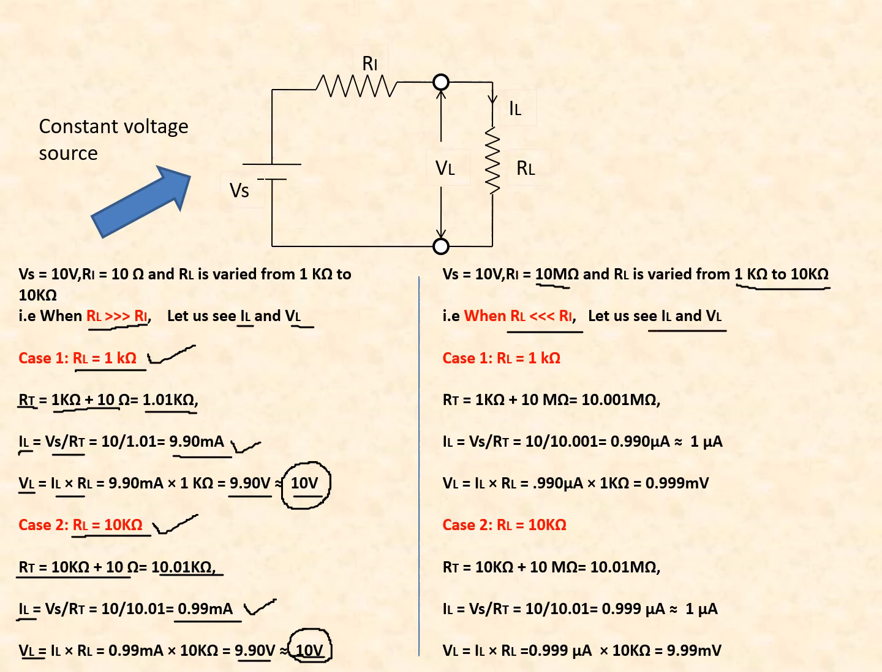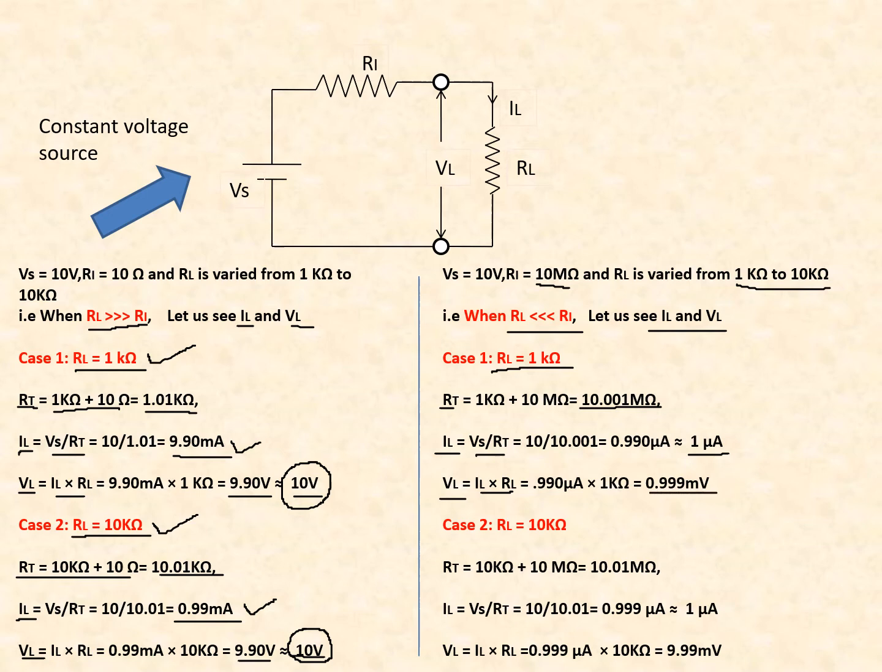Case 1, when RL is equal to 1 kilo ohm, so we have calculated now RT. So RT becomes 1 kilo ohm plus 10 mega ohm, that is 10.001 mega ohm. Then we have calculated IL. So IL is Vs by RT and we are getting it as approximately 1 microampere. VL, that is load voltage, is calculated by IL into RL and we are getting it as 0.999 millivolt.